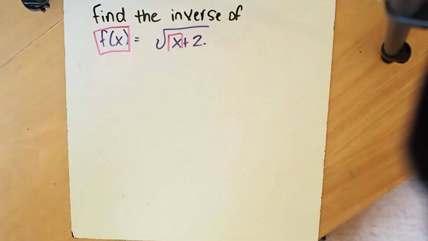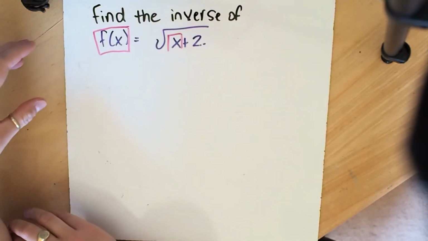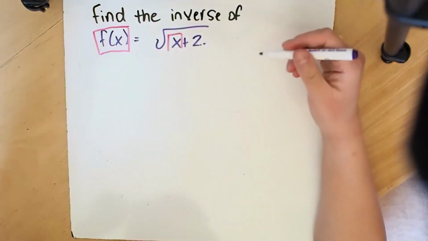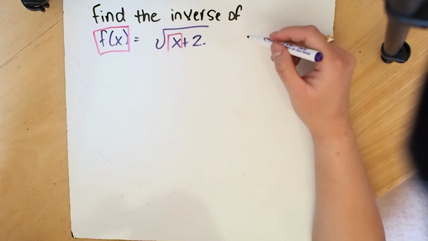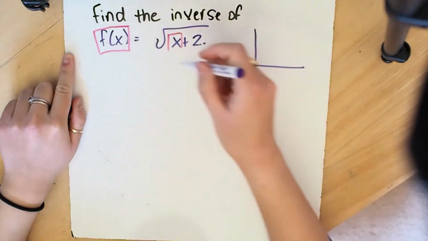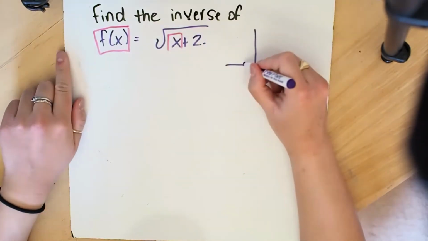Okay, this gets a little bit trickier when we go backwards. So we've already talked about how domain and range kind of affect each other. Here we have a problem that has f of x equals the square root of x plus 2, and you're asked to find the inverse. This problem doesn't actually tell you, but you should know by now that a graph of a square root is going to look like this.